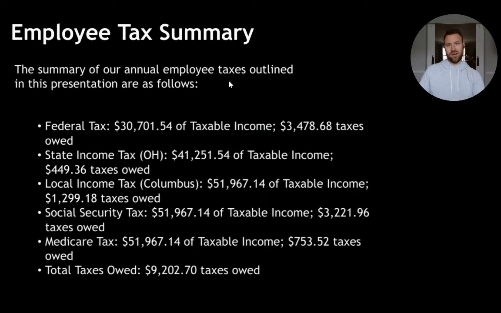And so I wanted to put together kind of a summary. This draws on prior videos with the federal and the state taxes. But you'll see here, this summarizes our taxable income for various tax purposes. So that's basically the baseline. Here's what you're being taxed on. Taxes owed, so that's what you owe for each individual tax. And then this is the total of all those taxes. So based on our original $55,260 wage, we're paying $9,202.70 in taxes.